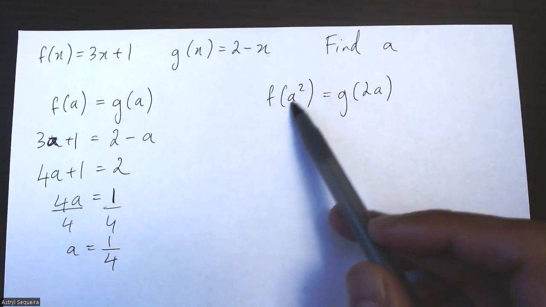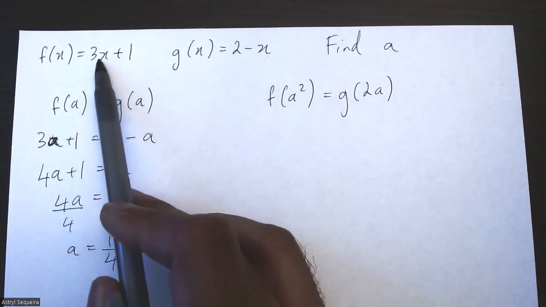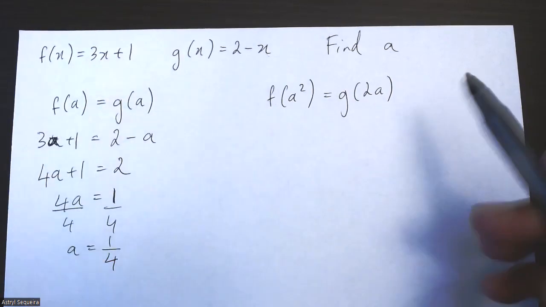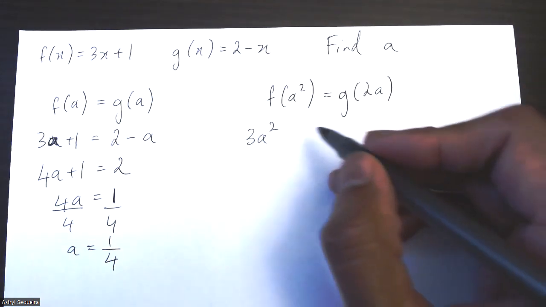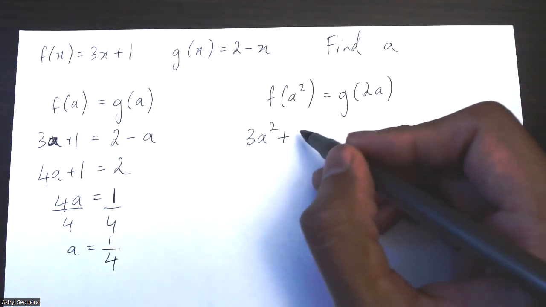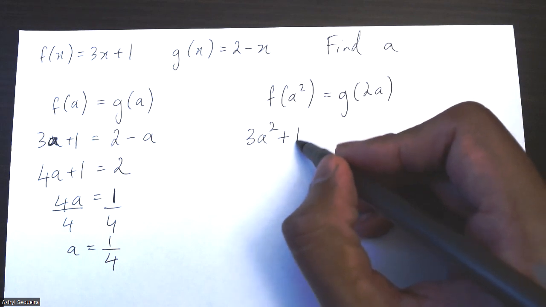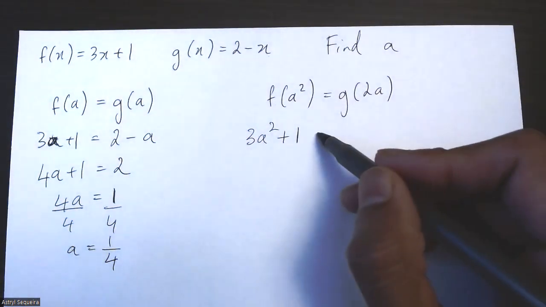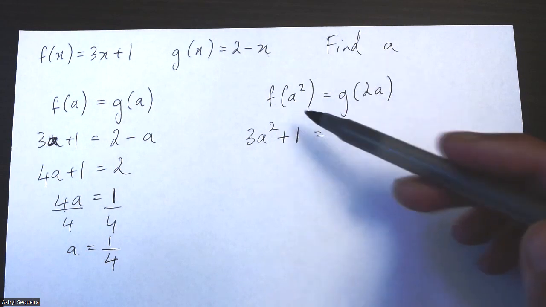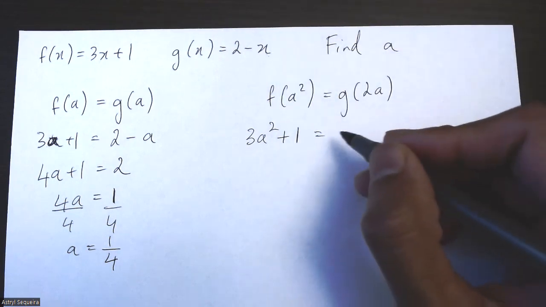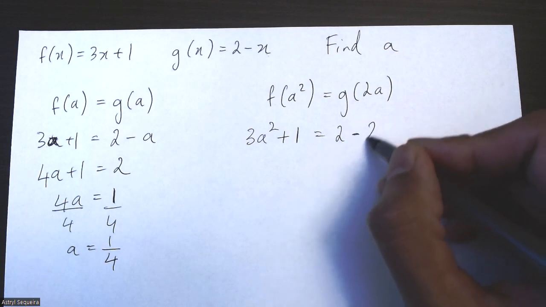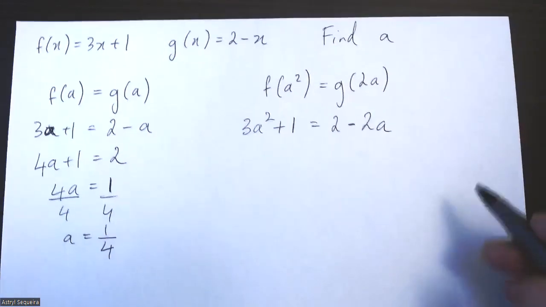Next one over here, we have f of a squared. So f of a squared means replace your x with a squared in the f equation. So that's just going to be 3a squared plus 1. And g of 2a means replace your x with 2a. So this is going to be 2 minus 2a.